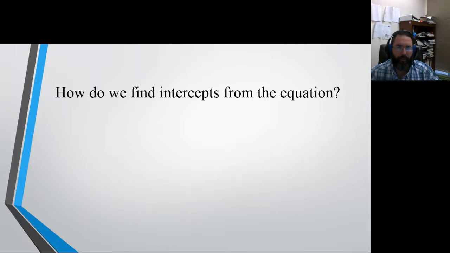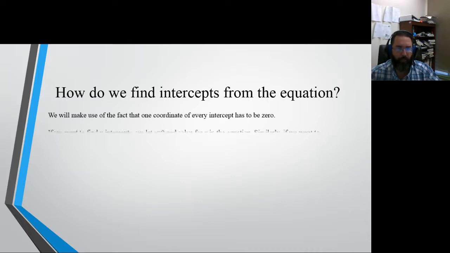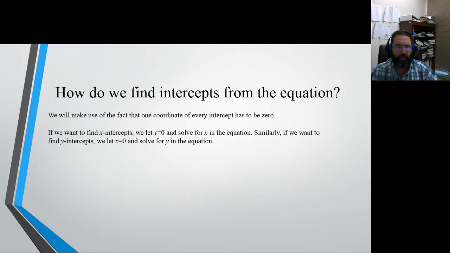So to find intercepts from the equation, we will make use of the fact that one coordinate of every intercept has to be 0. If we want to find x-intercepts, we let y equal 0 and solve for x in the equation. Similarly, if we want to find y-intercepts, we let x equal 0 and solve for y in the equation. So let's find the intercepts of x plus y squared equals 9.